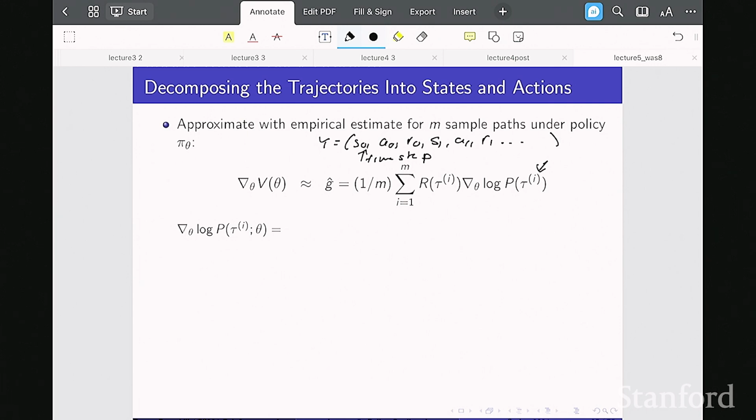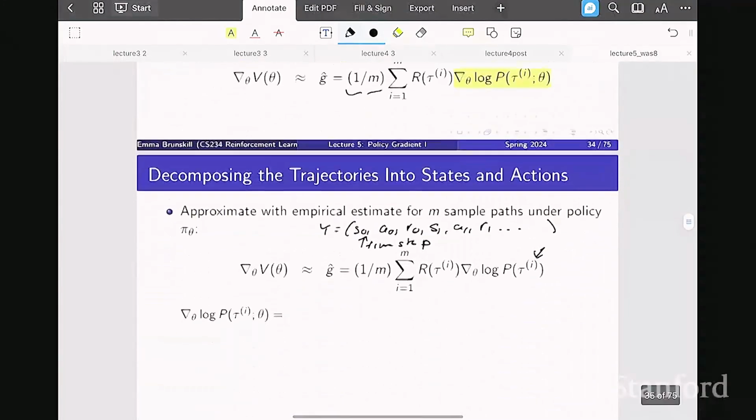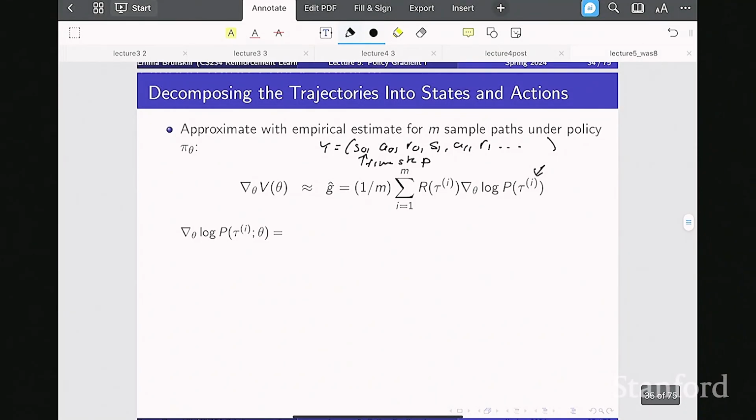Are we approximating the probability of the trajectory just to be 1 over m? Good question. Yes, for this part, we're assuming that for each of the trajectories we're using a Monte Carlo estimate, just using 1 over m. But if some trajectories are more likely than others, they'll appear more in that set of m. That's a good question.